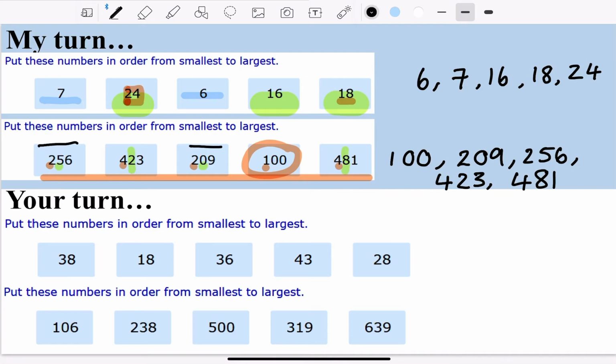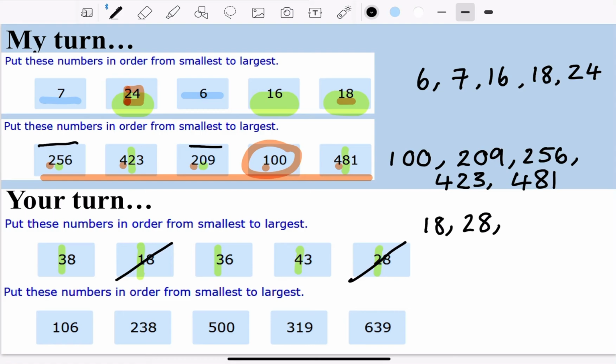Your turn. Once again, all of these numbers have the same number of digits. They're all 2-digit numbers. This means I'm going to have to look, first of all, in that tens column. So I've got these numbers here. 1 is definitely smallest. There's only one of them, so 18 is first. Cross it out once I've used it. The next smallest number in that tens column is 2. There's only one of them.